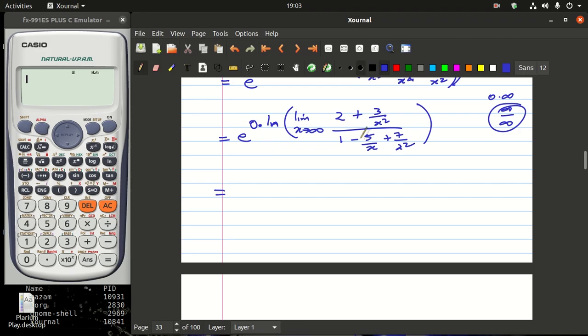And then now that we have this thing, this is always going to be e to the 0 times this one here, which is just going to be, we still are going to have ln, and then here I will have a 2 in the numerator, and then I'm plugging in, so I drop the limit, so I will end up having 3 divided by infinity squared all over 1 minus 5 over infinity plus 7 over infinity squared.